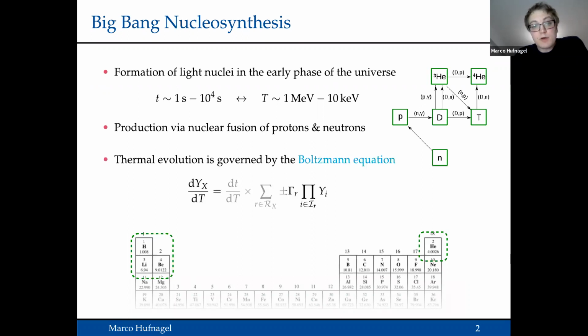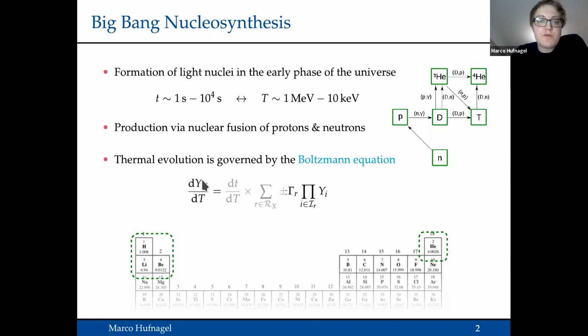Now the cool part about BBN is that you can precisely calculate the amount of the different nuclei that were created during this time. For this, you have to write down and solve the appropriate Boltzmann equation. So let's assume we have this quantity Y_X, which is the number density of the nuclei X divided by the number density of all baryons, so something like a mass fraction or an abundance.